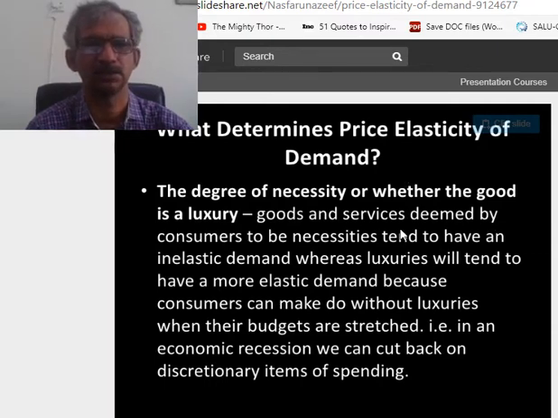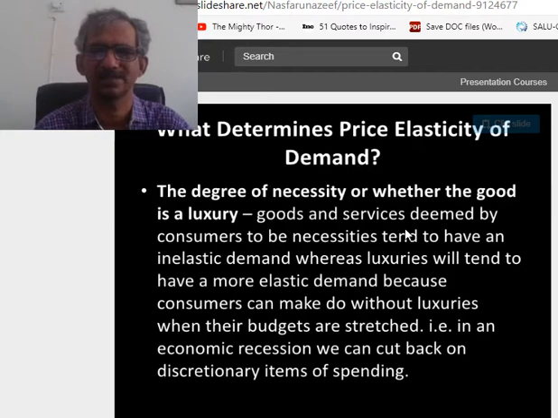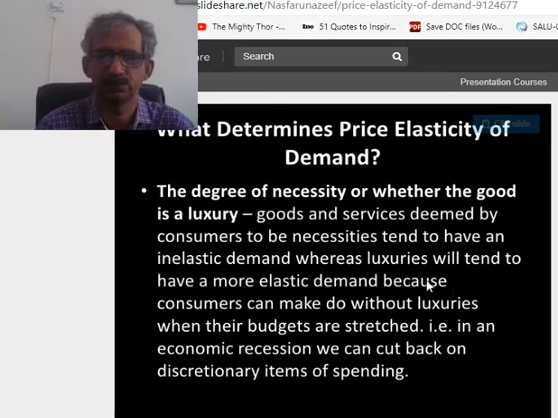Another factor which determines the responsiveness of the product relative to the price is the degree of necessity, or whether the good is a luxury. Whether the good is a luxury or a necessity will determine the responsiveness of the product in terms of the price. Goods and services deemed by consumers to be necessities tend to have an inelastic demand, whereas luxuries will tend to have a more elastic demand because consumers can make do without luxuries when their budgets are stressed.